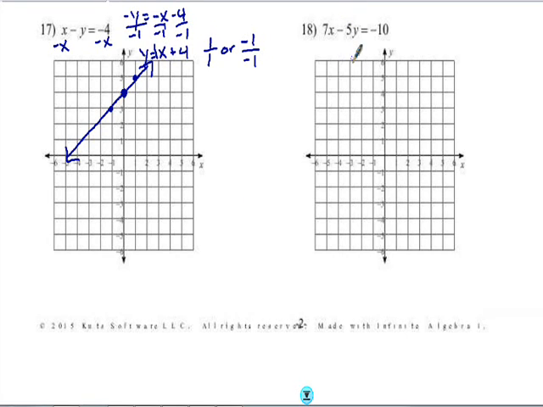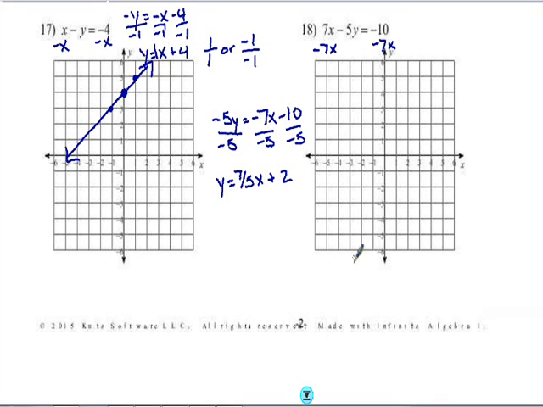One last equation. Move the x and divide. That's all you've got to do every time to solve for y. So move the x means subtract 7x from both sides. So I'm going to come down here and write it so we have plenty of room. Negative 5y equals negative 7x minus 10. Last step is divide. So divide everything by negative 5. Negative 7 divided by negative 5 is positive 7/5. Negative 10 divided by negative 5 is positive 2.